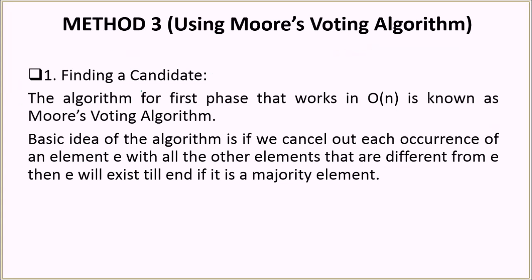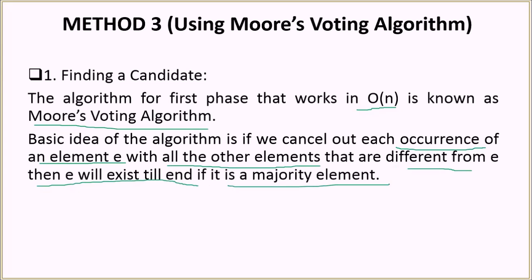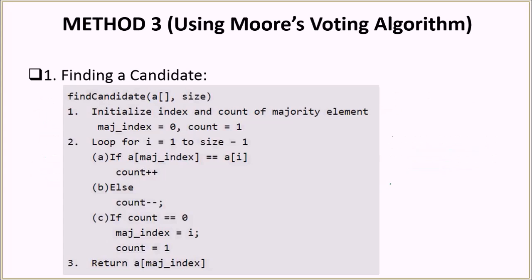To find the candidate, the algorithm works in time complexity of order of n, and it is called Moore's voting algorithm. The basic idea of the algorithm is that if we cancel out each occurrence of an element E with all the other elements that are different from E, then E will exist till the end if it is a majority element. So this is Moore's voting algorithm.